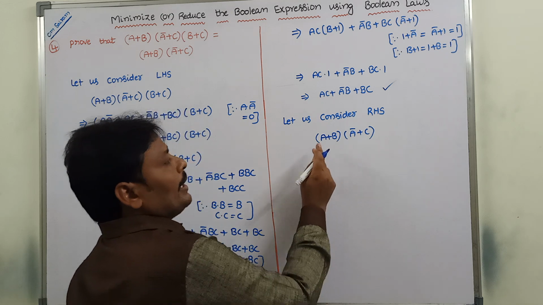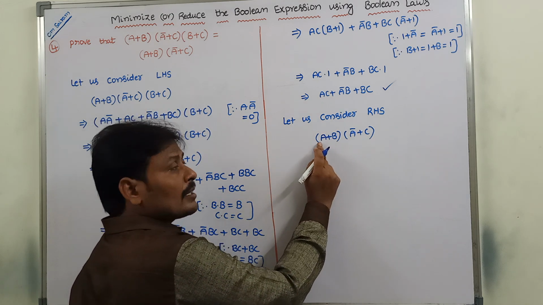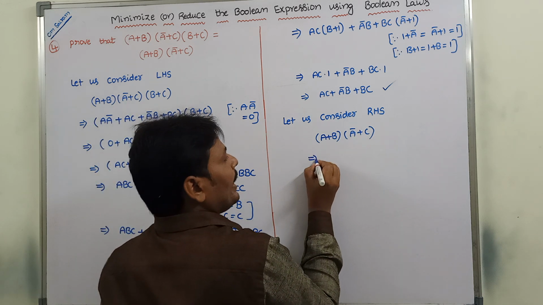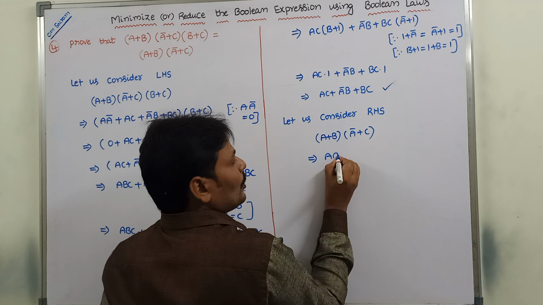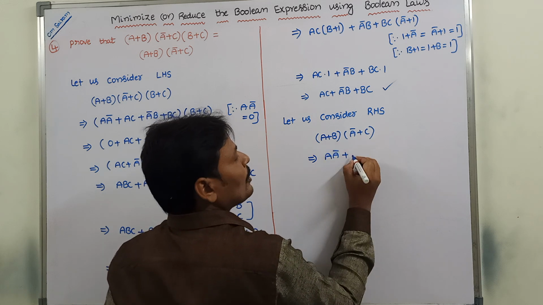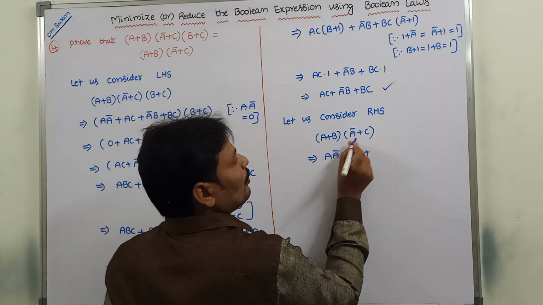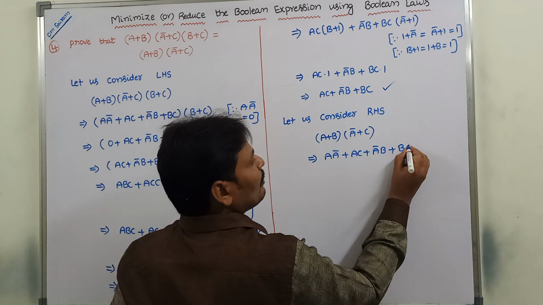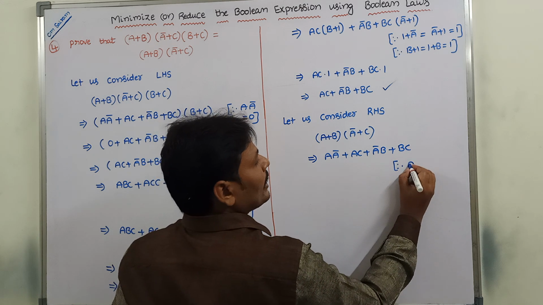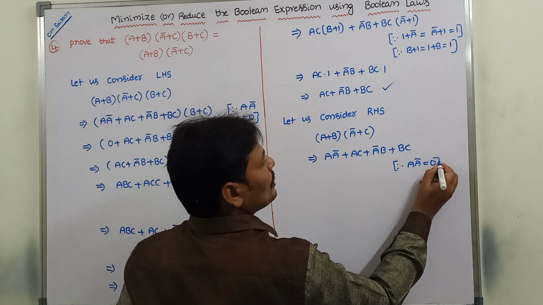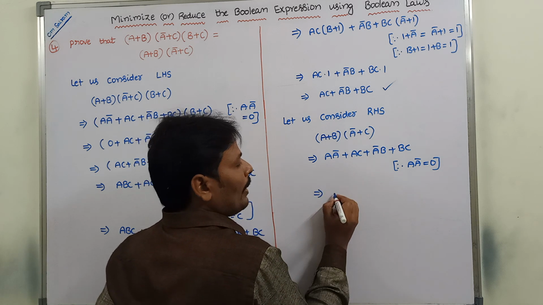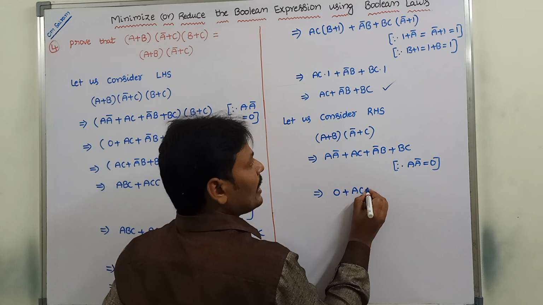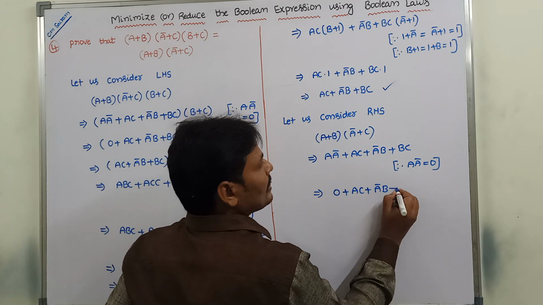Okay. So each and every term within the parenthesis is multiplied with every term within this parenthesis. Then we are getting A into A bar plus A into C, that is AC. Next, B into A bar, that is A bar B, plus B into C is nothing but BC. We already know that A into A bar is equal to 0. So in place of A into A bar, we are writing 0 plus AC plus A bar B plus BC.